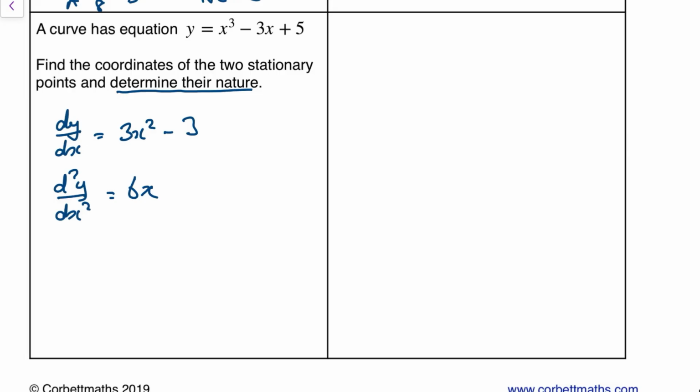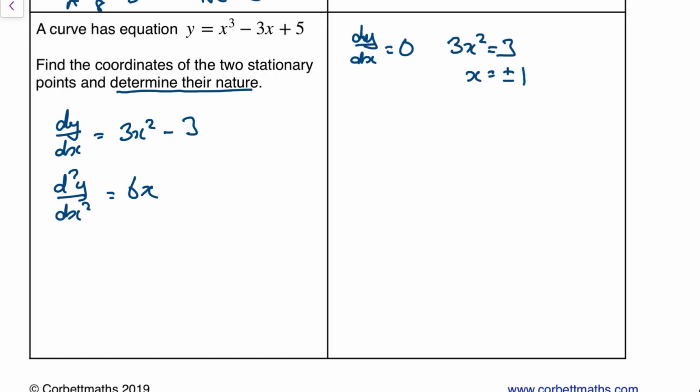Then what I need to do is work out where dy/dx is equal to 0, and that is where 3x squared is equal to 3, which means that x equals plus or minus 1, because 3 divided by 3 is 1, and the square root of 1 is plus or minus 1.